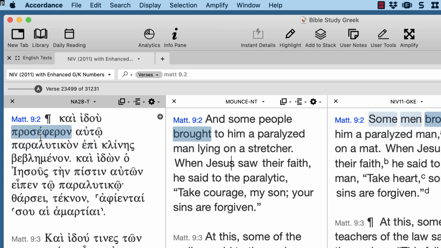So, behold, some people brought, and my translation says brought to him as well, but you could say, and behold, some people brought him a paralyzed man lying on a stretcher. That is good English, and it communicates well. But what you can't say is that behold, some people brought a paralyzed man to him lying on a stretcher, because then in English, it's the auto who's lying on the stretcher. So it's just interesting. You have to really watch your order of phrases, and you have to balance it with whether you want to follow Greek word order or English word order.